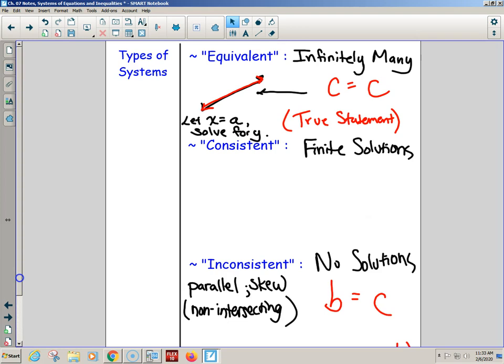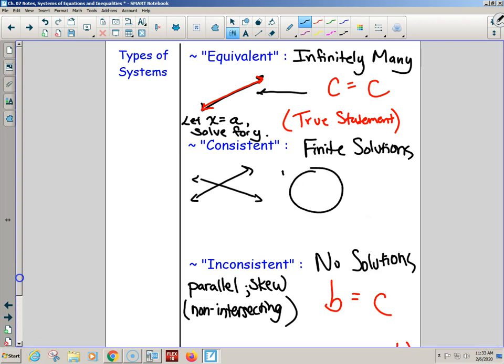Finite solutions, that could be some of the ones that you guys have already seen. It could be two lines where they intersect, no big deal. It could be a circle with a parabola, no big deal. It could be a hyperbola. We haven't even done conic sections yet, but that's fun. A hyperbola with a line. Sure. Either way, we have finite solutions. Just sticking with the second dimension.